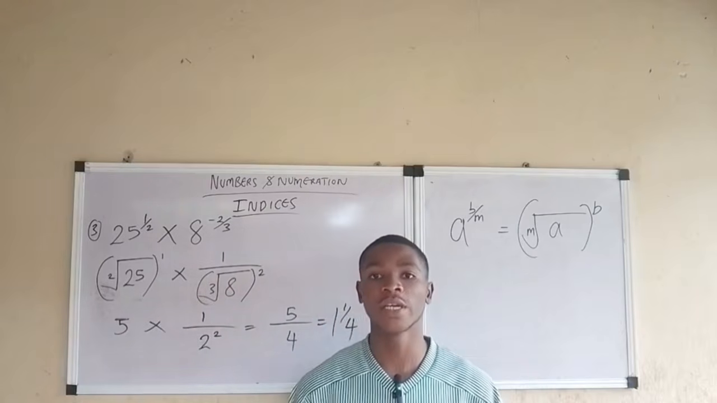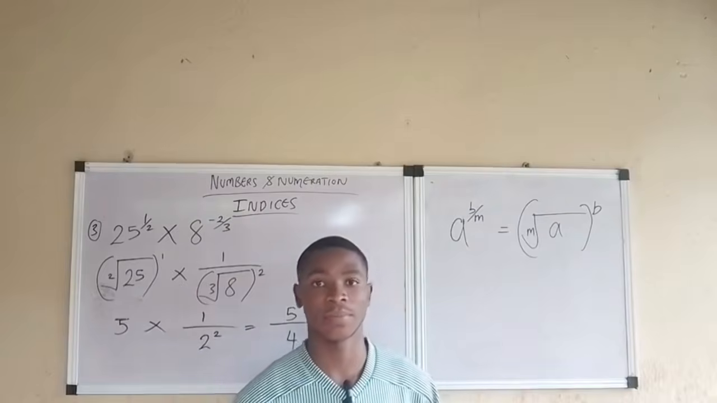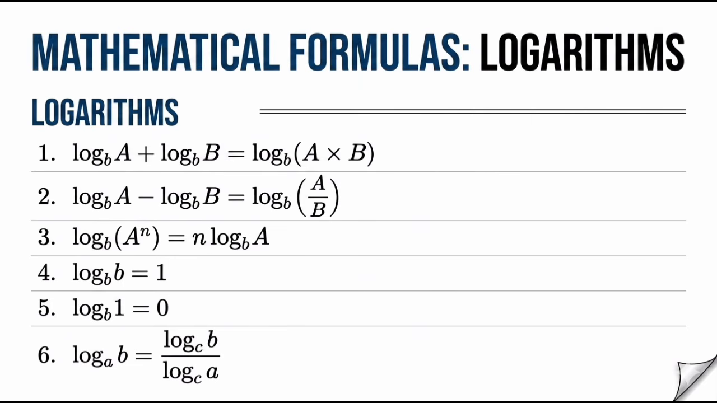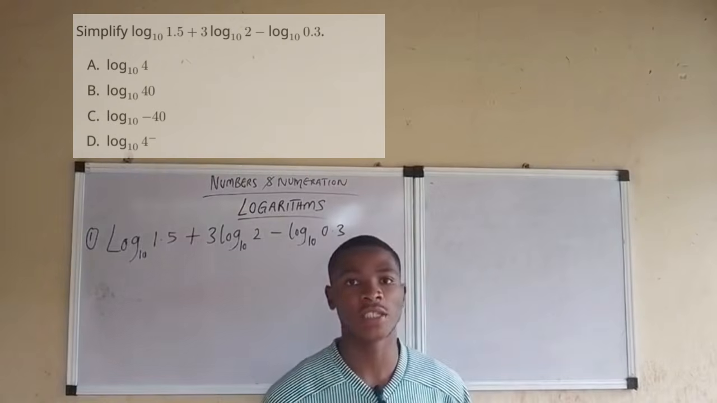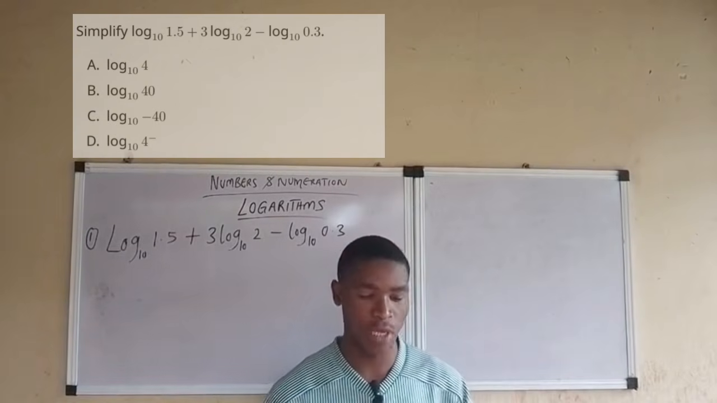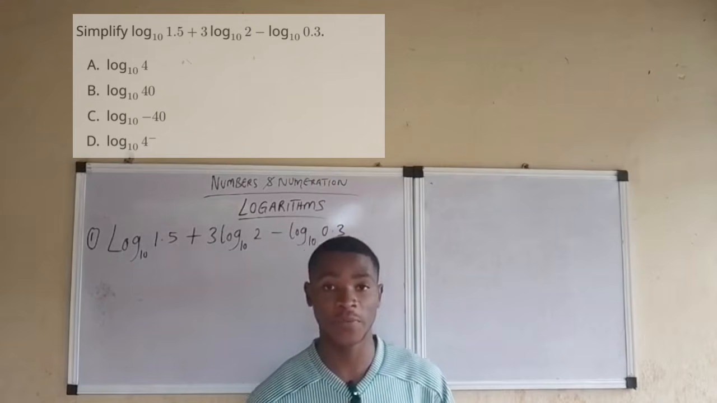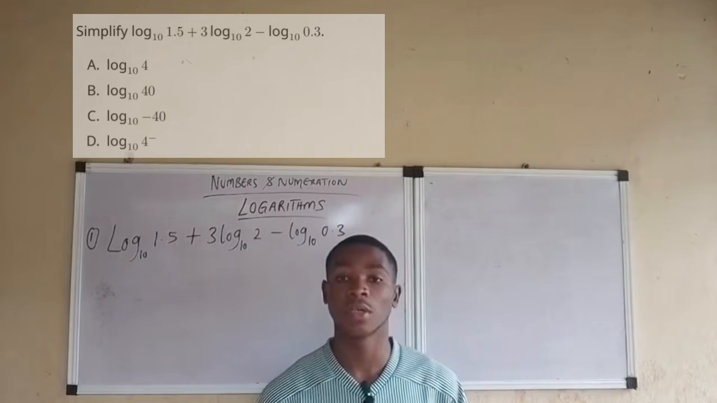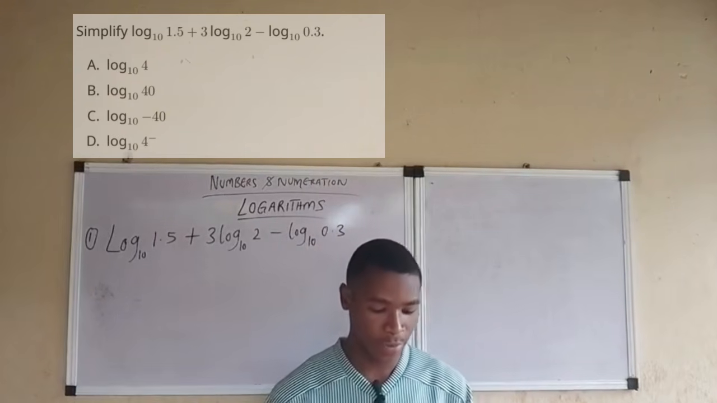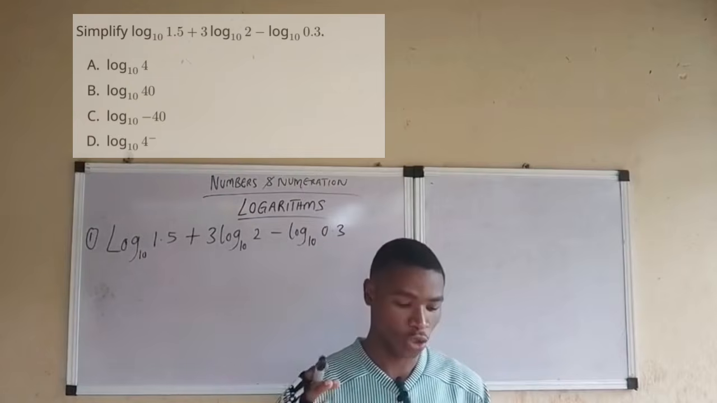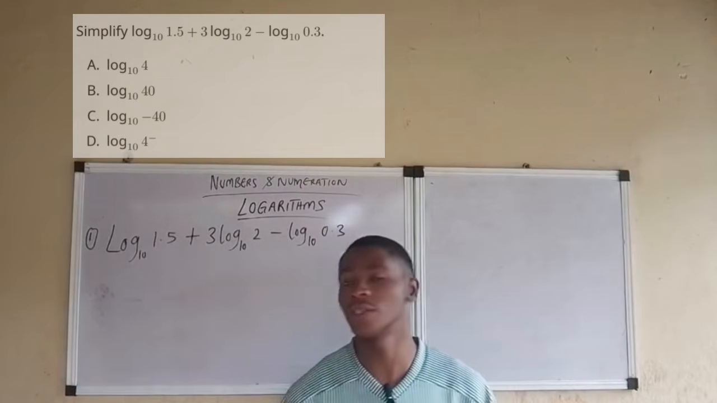So real quick, let's also get into it. All right, we're in the next topic now, logarithms, and we're looking at the first question here. We have to simplify log 1.5 base 10 plus 3 log 2 base 10 minus log 0.3 base 10, just as you can see.